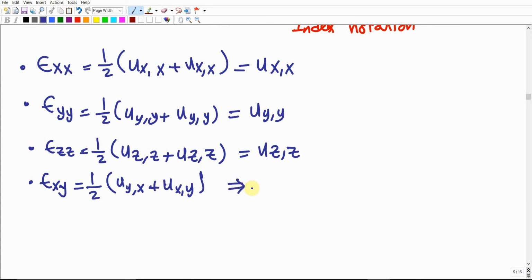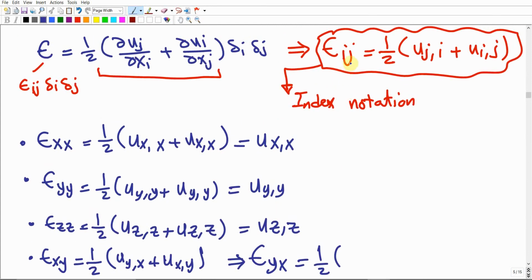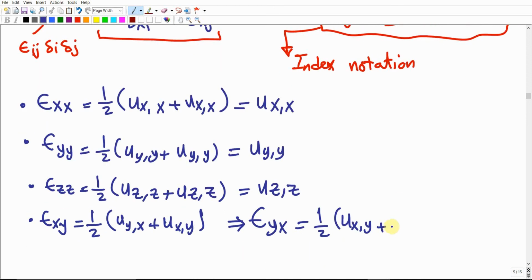How about if I'm interested to find epsilon yx? If I just switch, this is like the transpose, right? It equals 1 over 2. Now I'm using i as y, but j is x. So it's going to be ux comma y plus, with i being y, uy comma x.